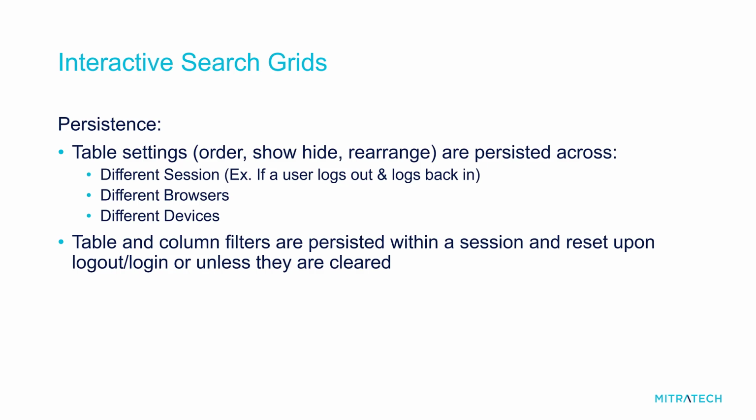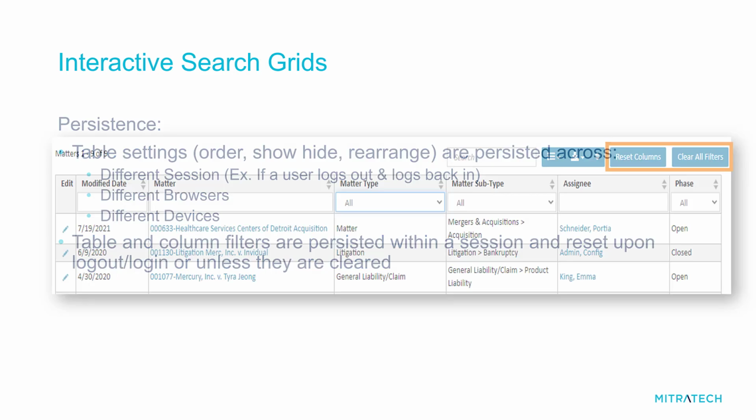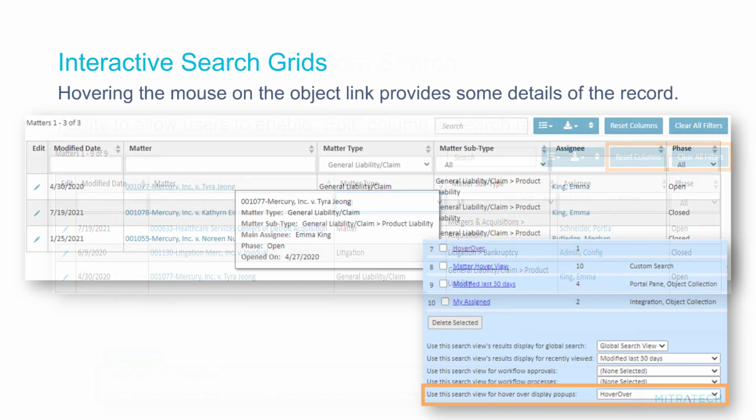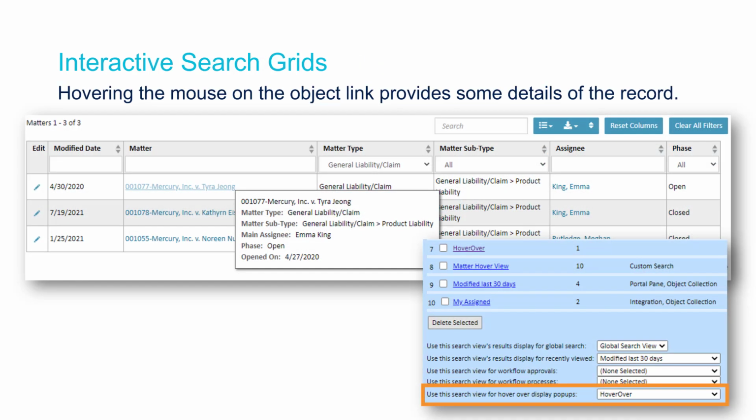If a user is in the middle of a session and they want to reset everything back to default, we do have buttons to reset columns and clear all filters. Interactive grids still include the hover over search view, so if you're using a hover over view, that will still be available and functioning the same way it has in the past.